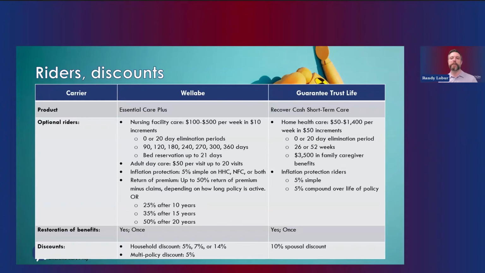They do offer inflation protection riders as well. Again, there's a 5% simple option or a 5% compound over the life of policy. The compound, of course, is going to be the more expensive rider because compound inflation, compound interest, compound anything gets you to higher numbers faster. Benefits on those plans will restore once, and there is a 10% spousal discount available with GTL here as well. So again, 2 different sets of base benefits gives you 2 different sets of riders, but put them together across either carrier, and you've got roughly the same coverage with a few tweaks here and there.